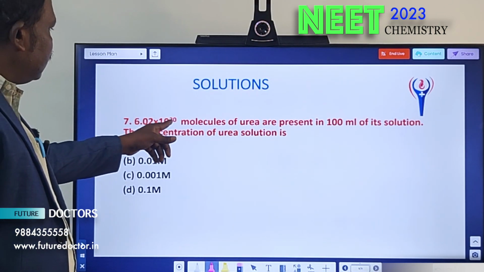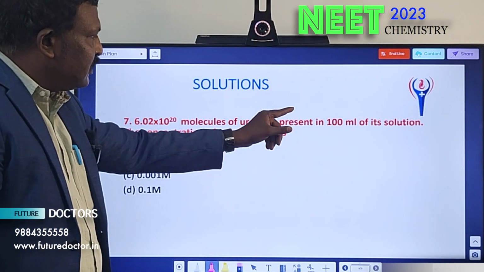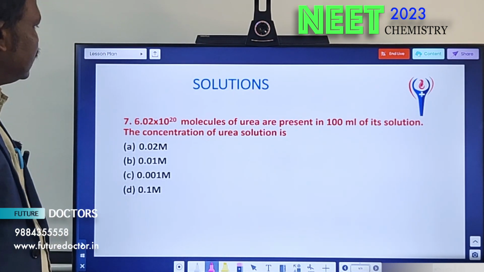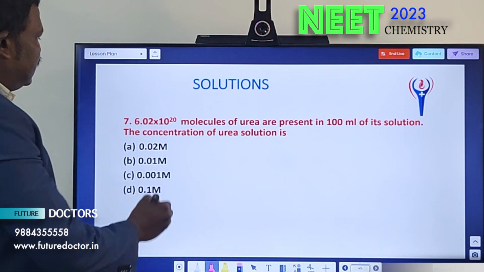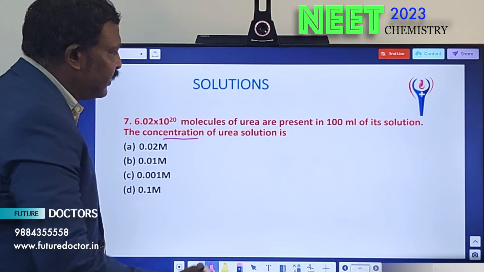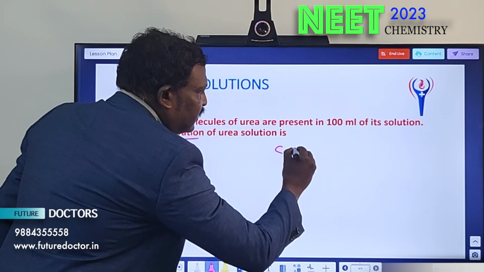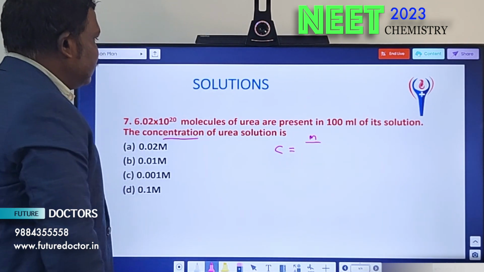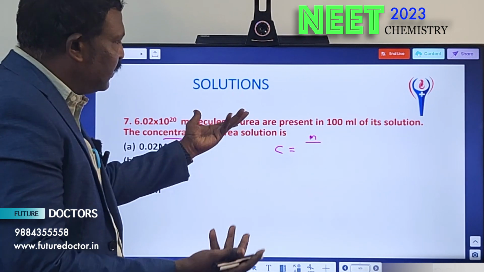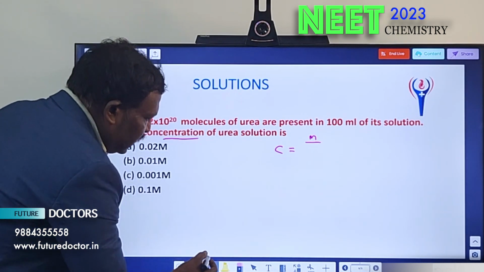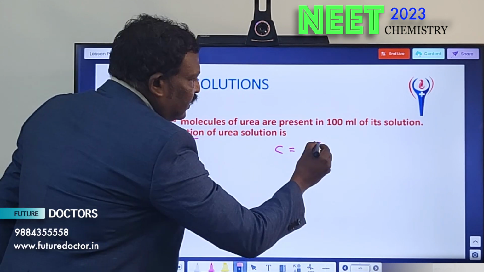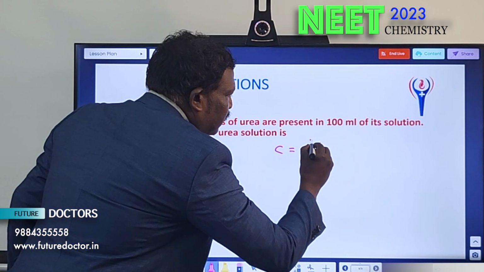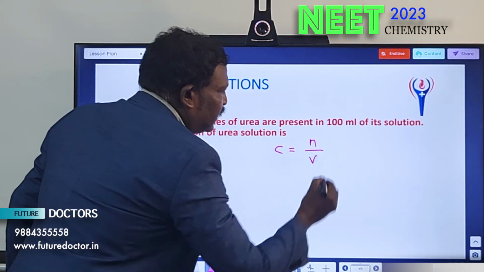6.02 into 10 power 20 molecules of urea are present in 100 ml of its solution. The concentration of the urea is dash. That's the question. Simple, concentration is nothing but molarity. What's the formula for molarity? Mass by molar mass, but here no mass is given, so I'm going to do it in a different way. C is equal to number of moles by volume of the solution in liter.